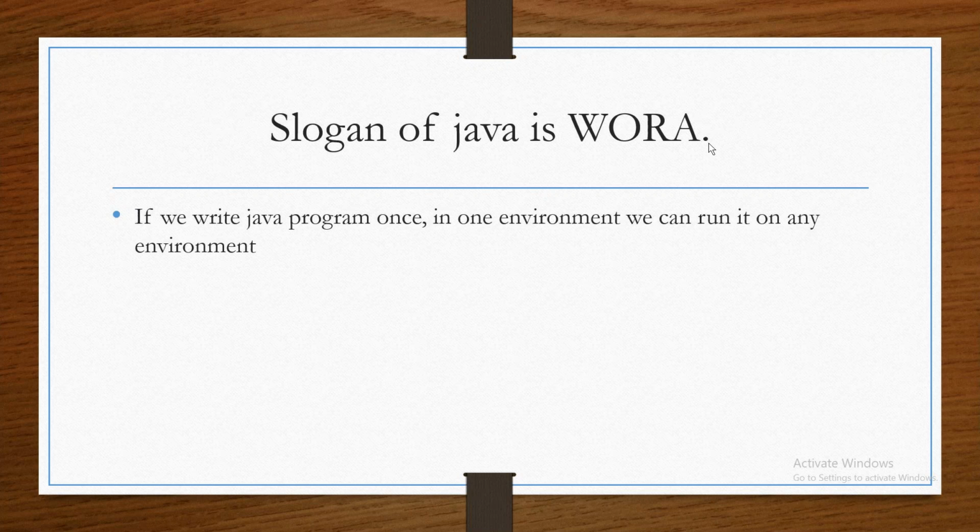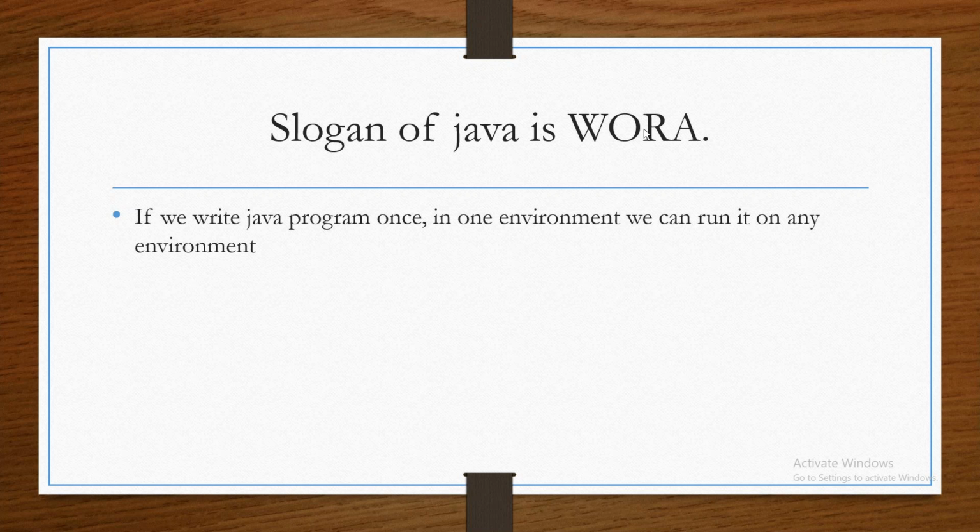That's why the Java slogan is WORA, nothing but write once, run anywhere. So if you write a program by using Java, you can run it on any environment. W is write, O is once, R is run, A is anywhere. WORA. The slogan of Java is write once, run anywhere.